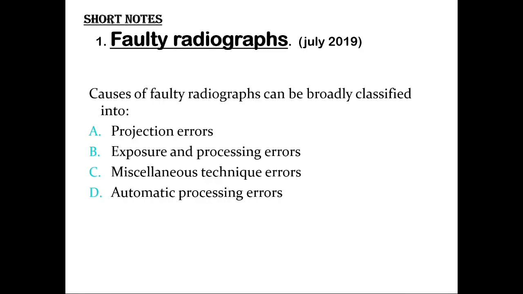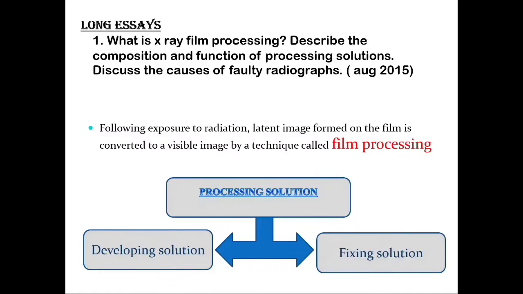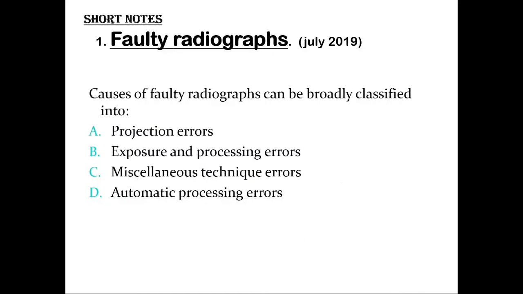So the further question that has been asked is to discuss the causes of faulty radiographs. So here is the list of the causes for the faulty radiographs. Again, there's a chapter called faulty radiographs in the textbook of oral radiology by Freny Karjodkar, where she has mentioned the causes for faulty radiographs, starting off with 4 causes, that is projection errors, exposure and processing errors, then the miscellaneous technique errors, and the automatic processing errors.